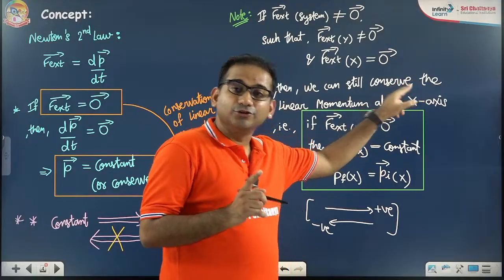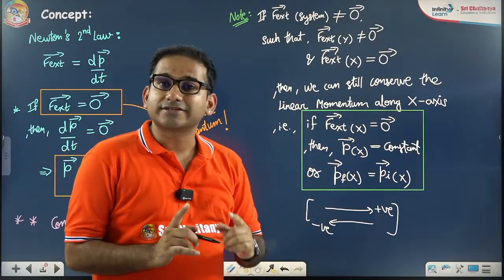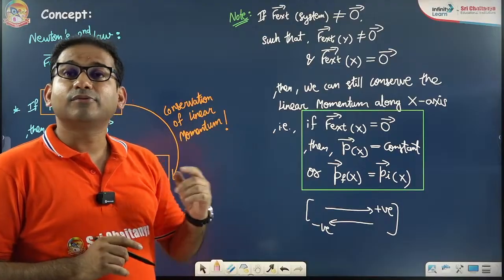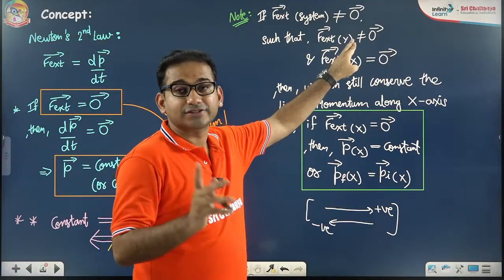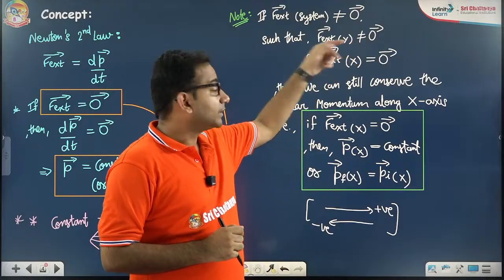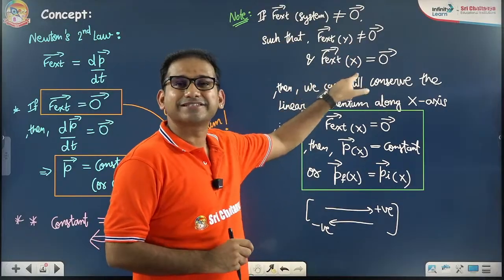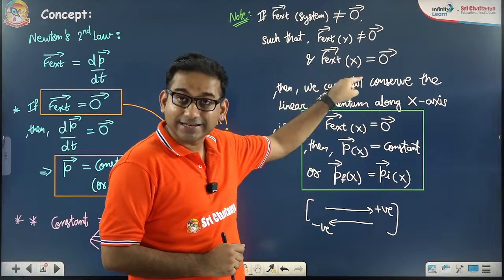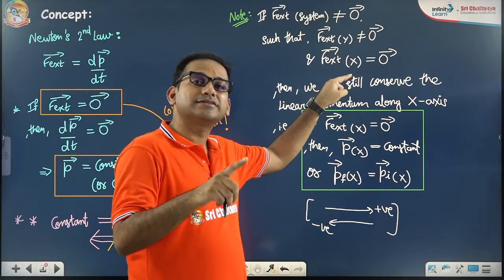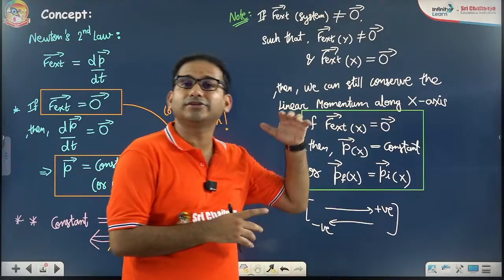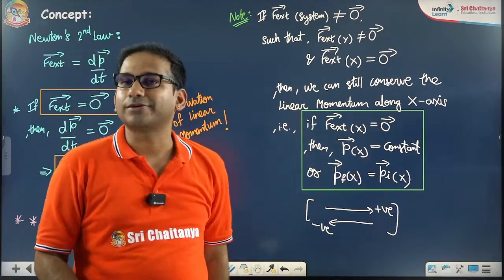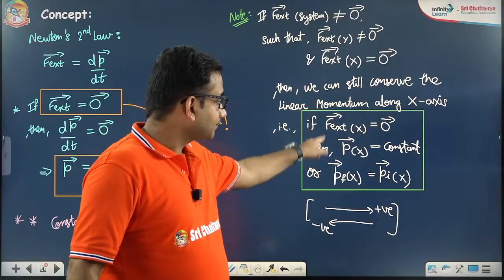In that case, you can't conserve the overall momentum of the system, and you can't conserve the momentum in the y direction, because there is an external force which is capable of changing the momentum. But since there is no external force acting on the system along the x-axis, you can conserve the momentum of the system along the x-axis. Means final momentum along the x-axis must be equal to initial momentum along the x-axis.